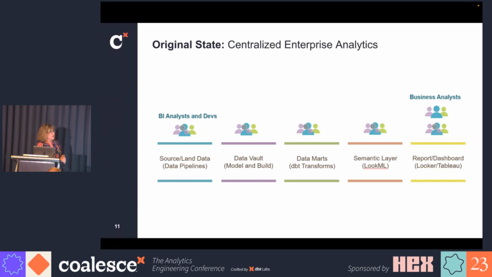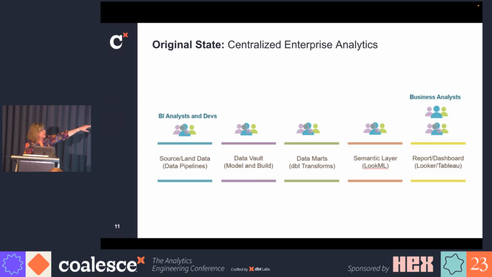And then we are doing data mart development with DBT transforms. And then the semantic layer development for Looker. And then finally, report and dashboard development in Looker and Tableau. And what I'm trying to show along the top are the personas of people that are involved in each of these steps in our current state.